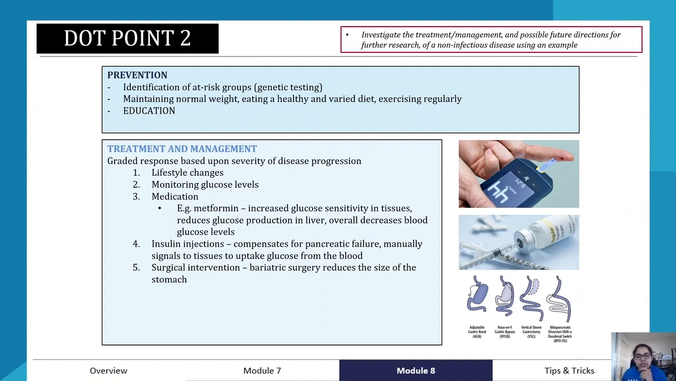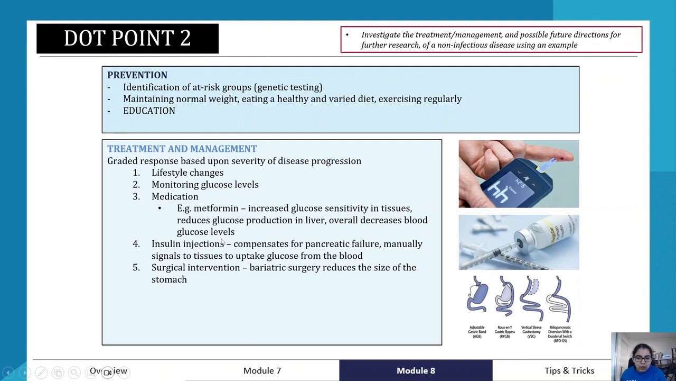Treatment and management: a graded response based upon the severity of the disease progression. If we're starting to see signs of intolerance and resistance, we can start off with lifestyle changes, going on a strict diet, exercising regularly. We might also start monitoring glucose levels. Medication can also be used. Metformin is a medication which leads to increased glucose sensitivity in tissues, reduced glucose production in the liver, and overall decreases blood glucose levels.